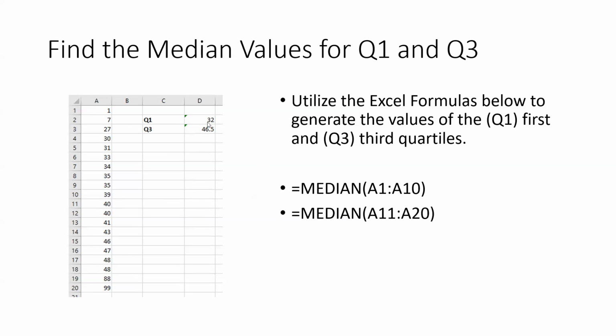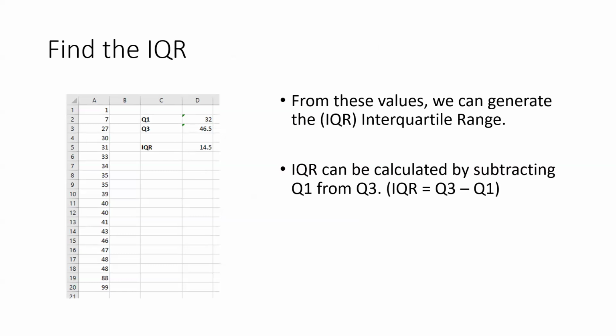All right, so now we have our first quartile value and our third quartile value. So the interquartile range, do you remember what it is? If you said the value of the first quartile subtracted from the value of the third quartile, you're correct. So interquartile range is the value of the third quartile, which is 46.5, with the value of the first quartile, which is 32, subtracted from it. So therefore, our interquartile range is 14.5.